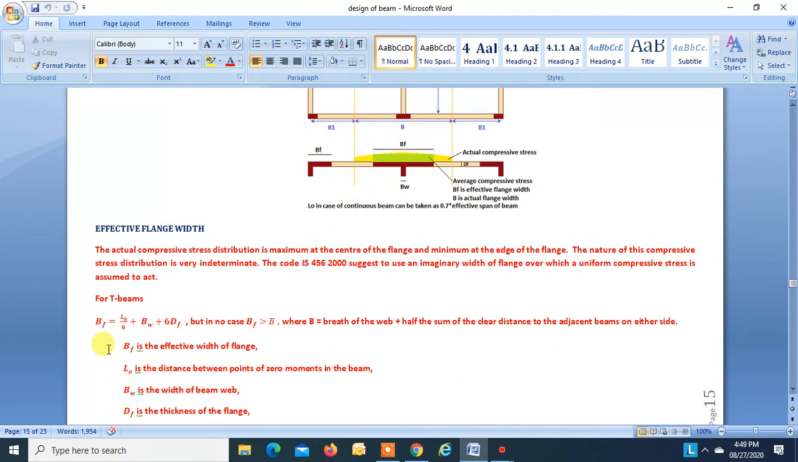So this is the formula given. L0 is the distance between the points of zero moment of the beam. BW is the width of the web and DF is the depth of the flange. But this should not be greater than B. If it is greater than B, then B will be your effective flange width, right? So let's start the design.